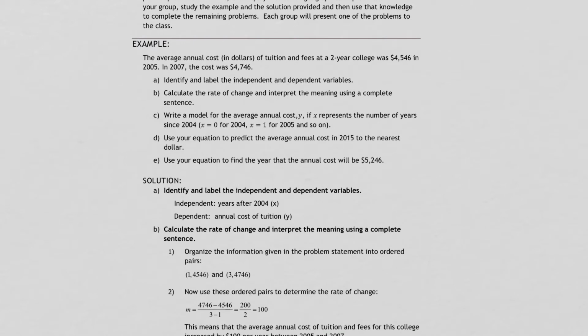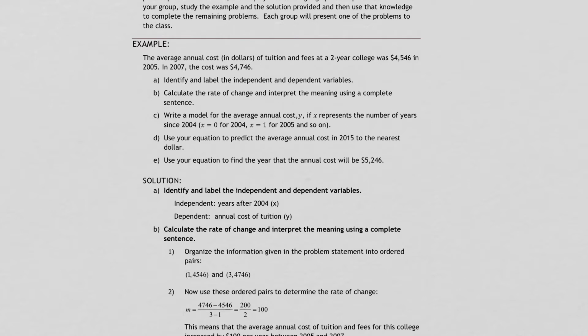The first example says the average annual cost in dollars of tuition and fees at a 2-year college was $4,546 in 2005. And in 2007, the cost was $4,746.